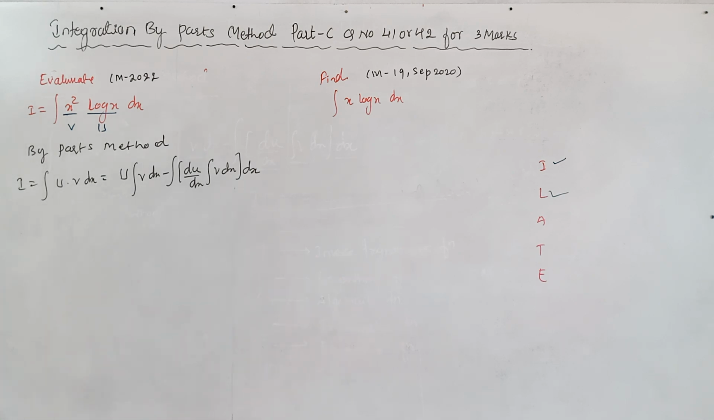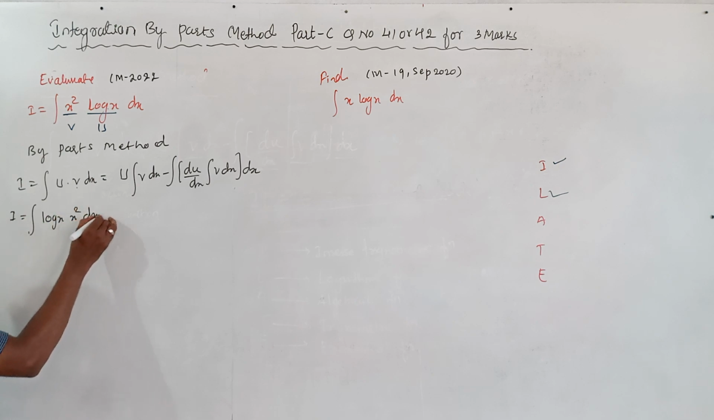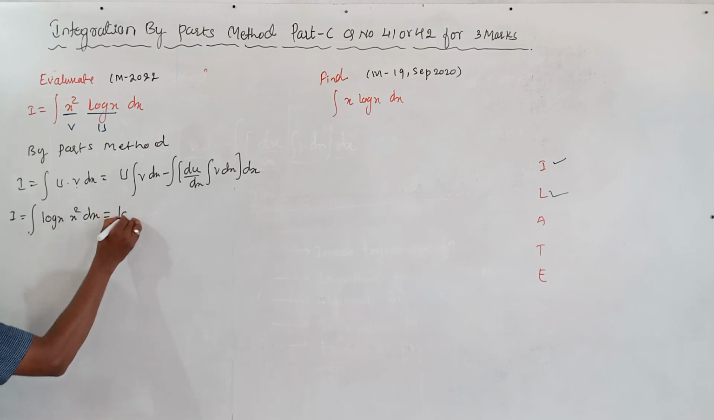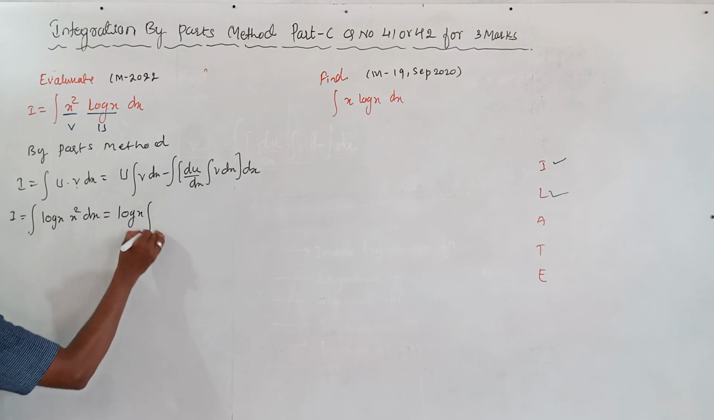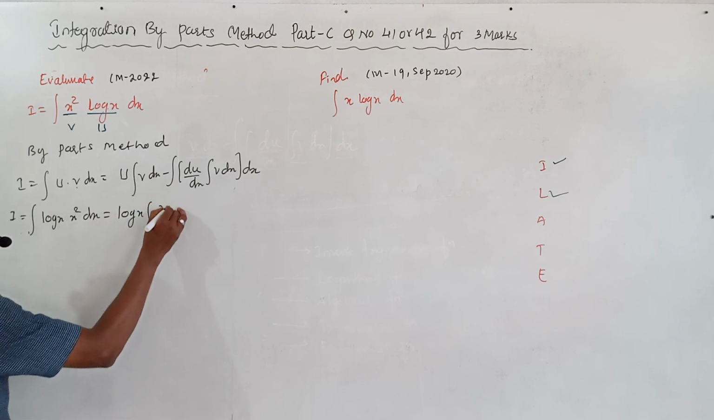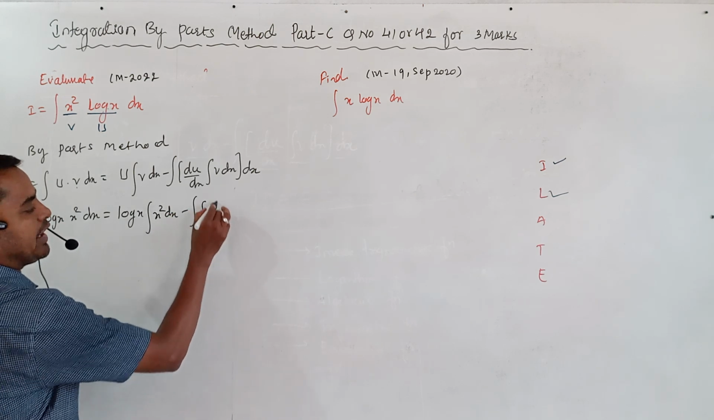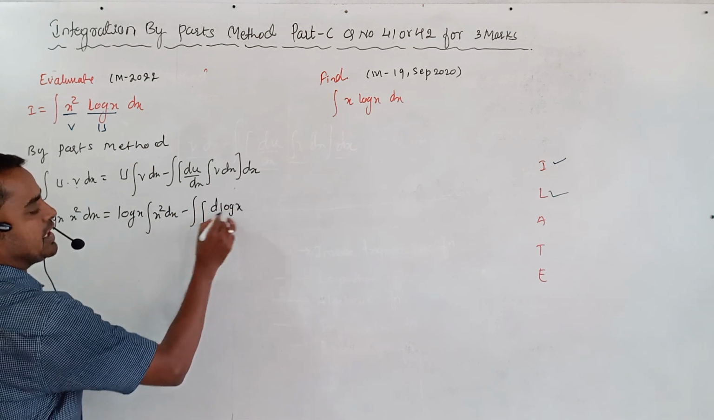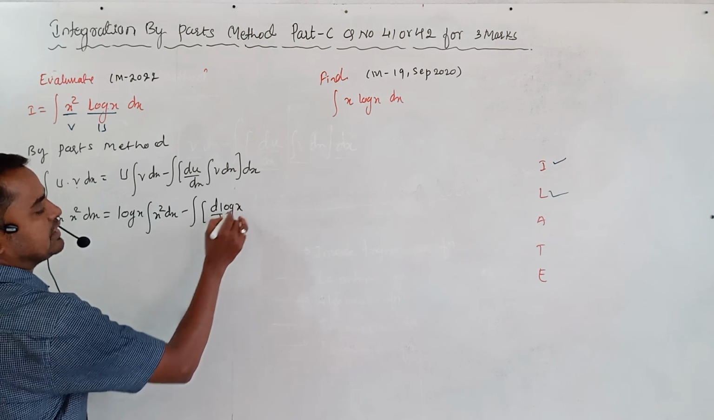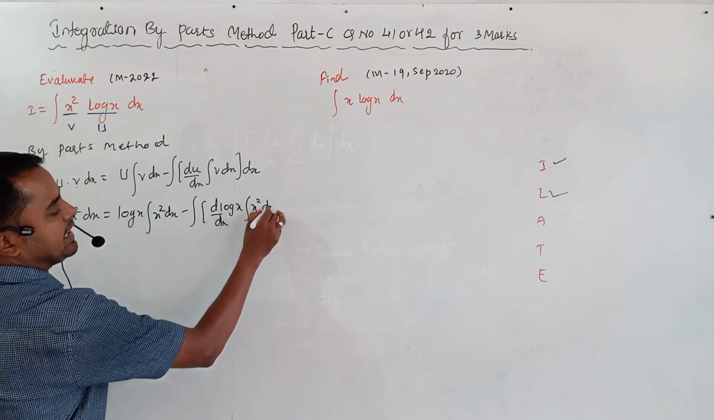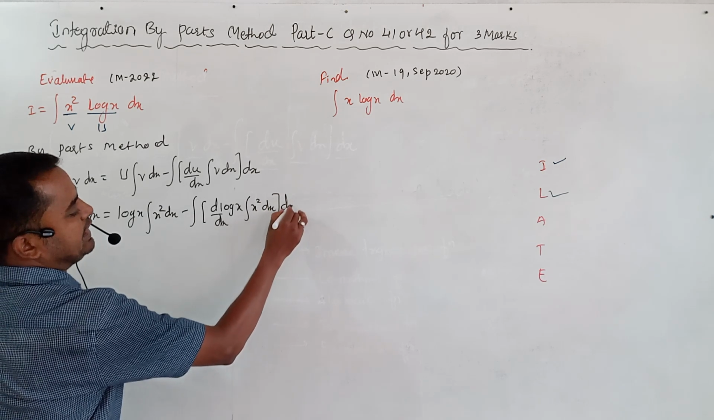First write the rule. Now keep the things according to the rule. I is equal to integration of u, v dx, where u means log x and v means x square. Now u is log x as it is, integration of v means x square dx, minus integration of the derivative of log x. Keep as it is according to the rule. Integration of x square dx, whole bracket, dx.